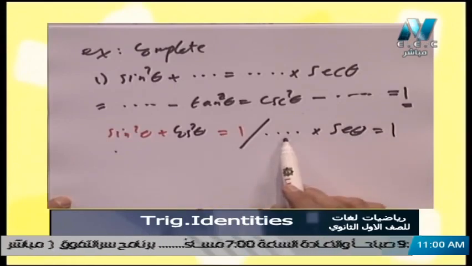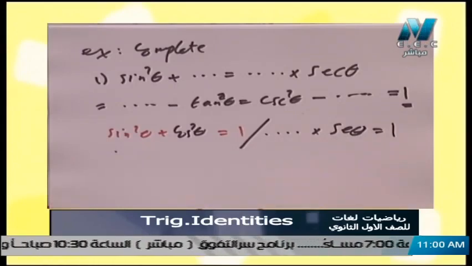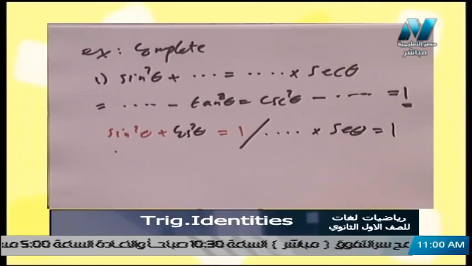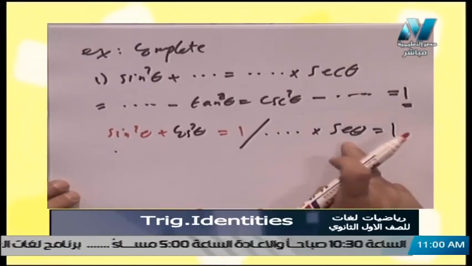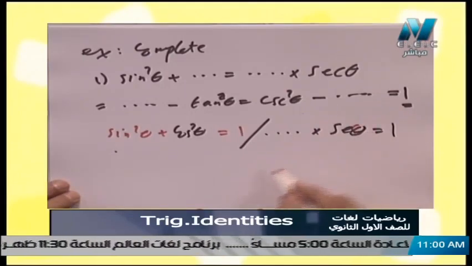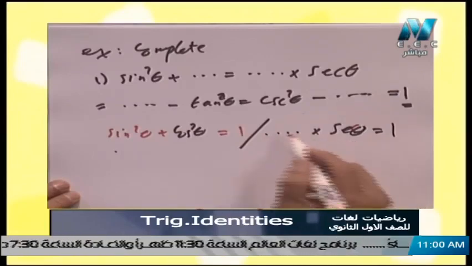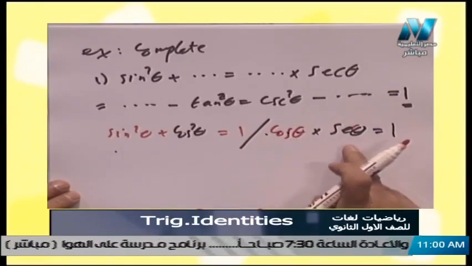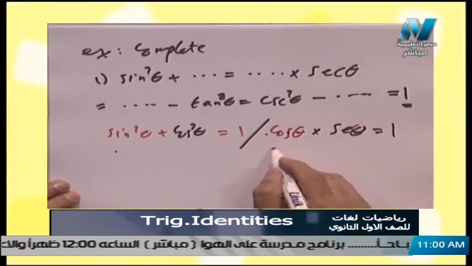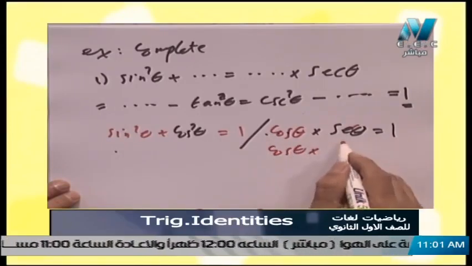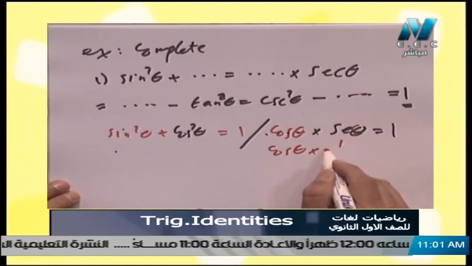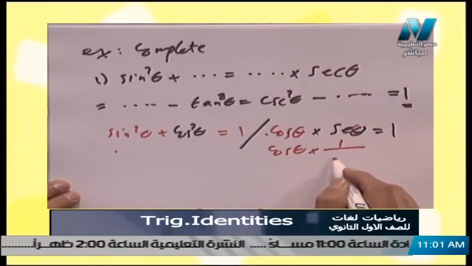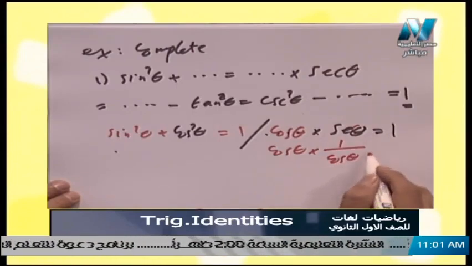So what multiplied by sec theta equals 1? Of course, the reciprocal of sec theta. The reciprocal of sec theta is cosine. Cosine theta multiplied by sec theta equals 1. Why? Because sec theta is the reciprocal of cosine, so it's 1 over cosine theta, so they are equal 1.